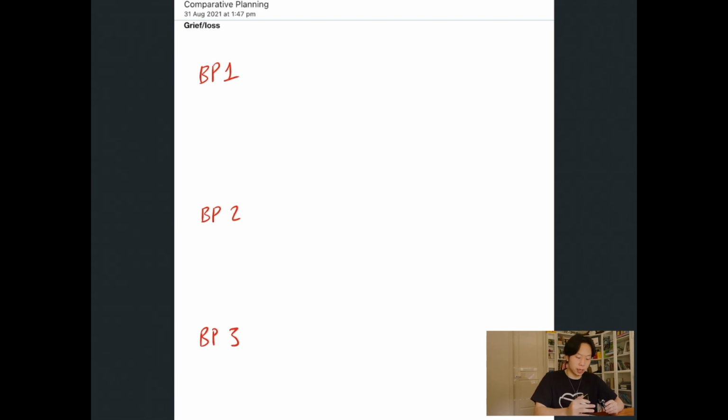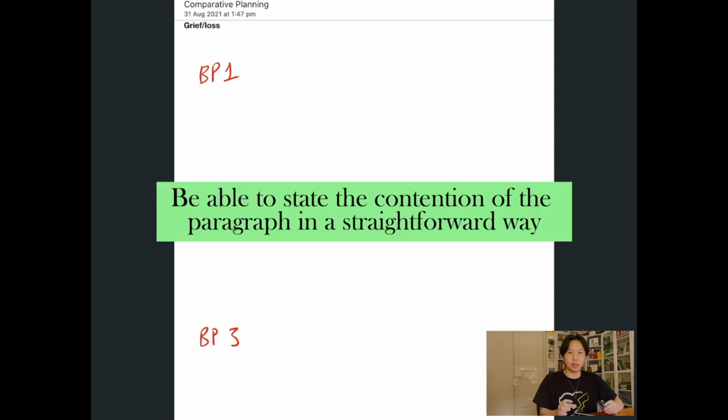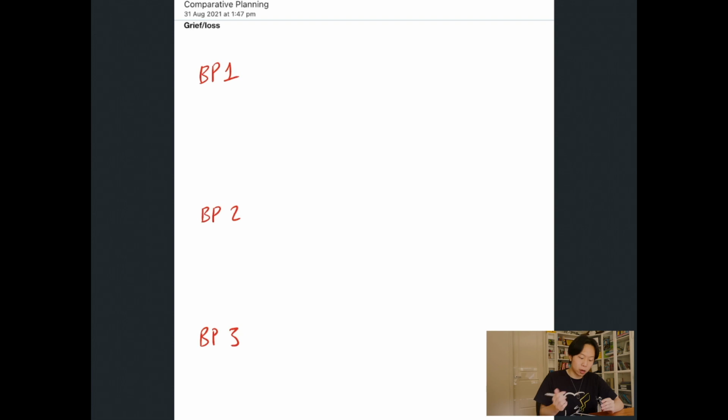Firstly, I like to set the scene a bit. So my first paragraph, and I always encourage you guys to be able to do this, is to be able to state the contention of your paragraph in a very straightforward way. So for my first body paragraph, it's simply that grief is difficult to overcome. My topic sentence will be a little bit more fancy than that, and you can check out my last video for specifically how I would phrase it. But essentially, it's this: grief is difficult to overcome.